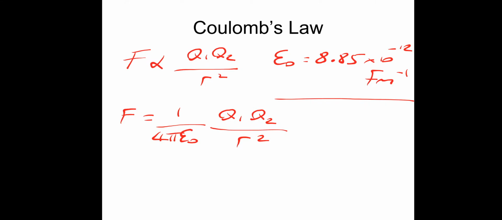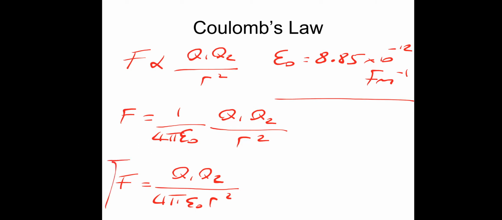We can tidy that equation up. You can do another version where you just write Q1, Q2 divided by 4 pi epsilon naught r squared. I'll just let you write that down if you want it. So that's the equation. Force is measured in newtons, charges are in coulombs, distance is in meters, and epsilon naught is farads per meter. So the units are okay.